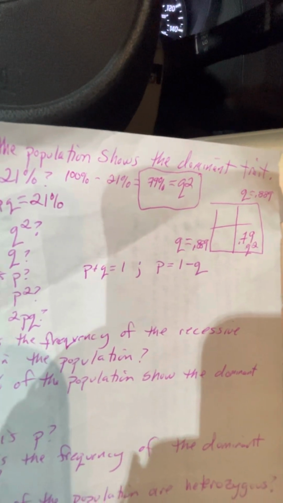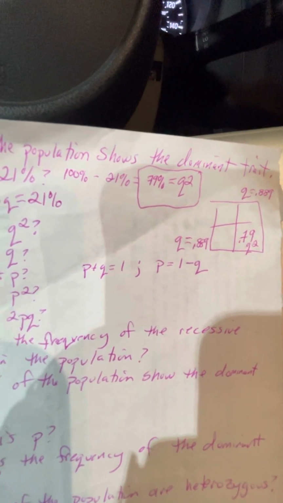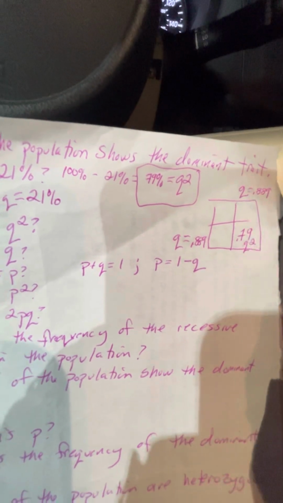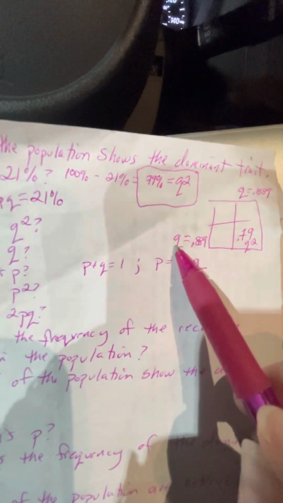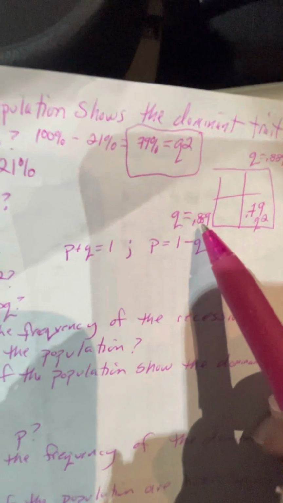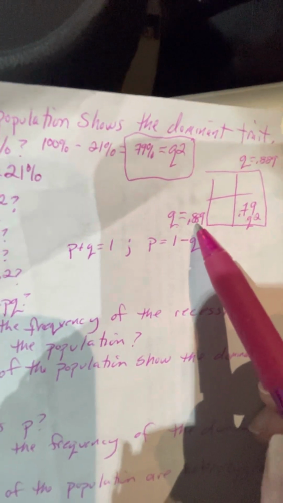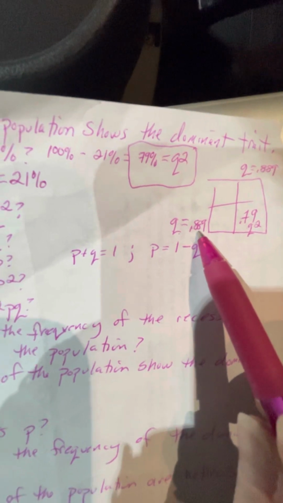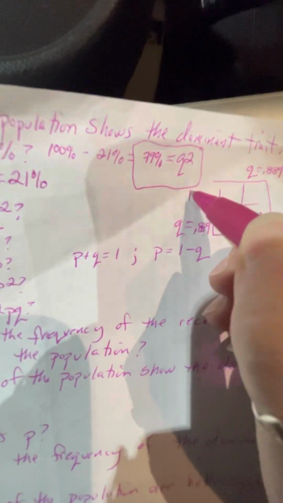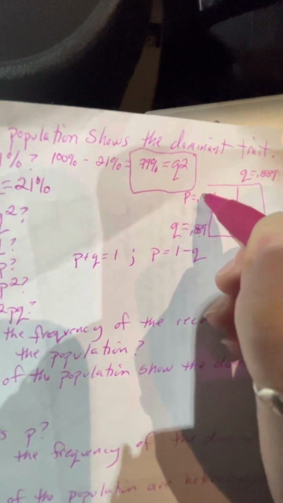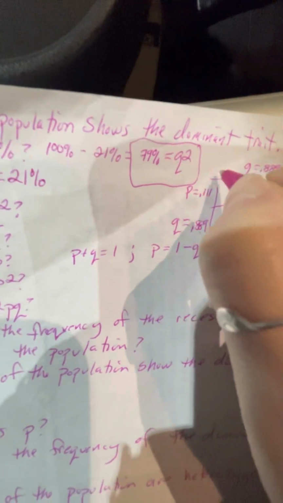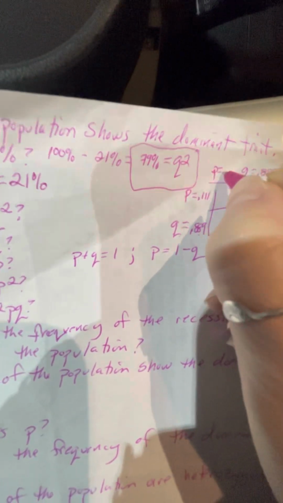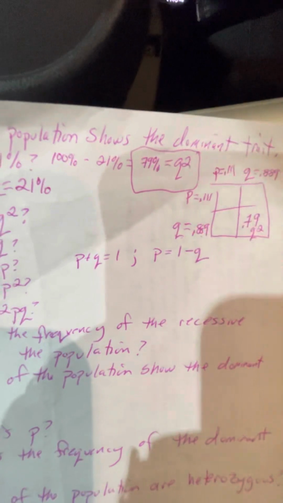So now we're going to start to use our other equation, P plus Q equals 1. If we know that Q is 0.889, we're going to take 1 minus 0.889 to give us P. So P equals 0.111. And we're going to also put P up here.